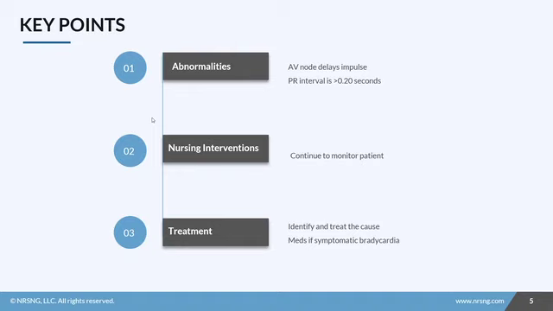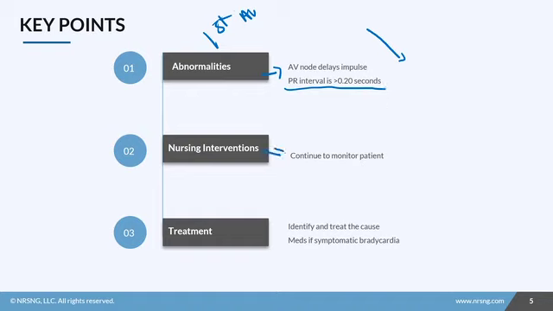So the key points that you need to remember from this lesson regarding first-degree AV heart block is to just remember that the AV node is slowing the impulse. So it takes longer for the impulse to get from the atria down to the ventricles. And because of that, the PR interval is greater than 0.20 seconds.